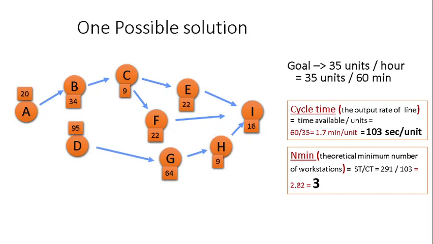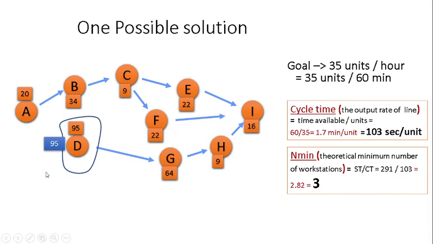So one possible solution that I'm going to show you, because of course there is no one solution, we might have a large number of solutions, especially when the number of tasks is quite large. So let's begin by saying that we want to group those tasks into 3 workstations, but every workstation should roughly be below 103. So that would be the most efficient solution.